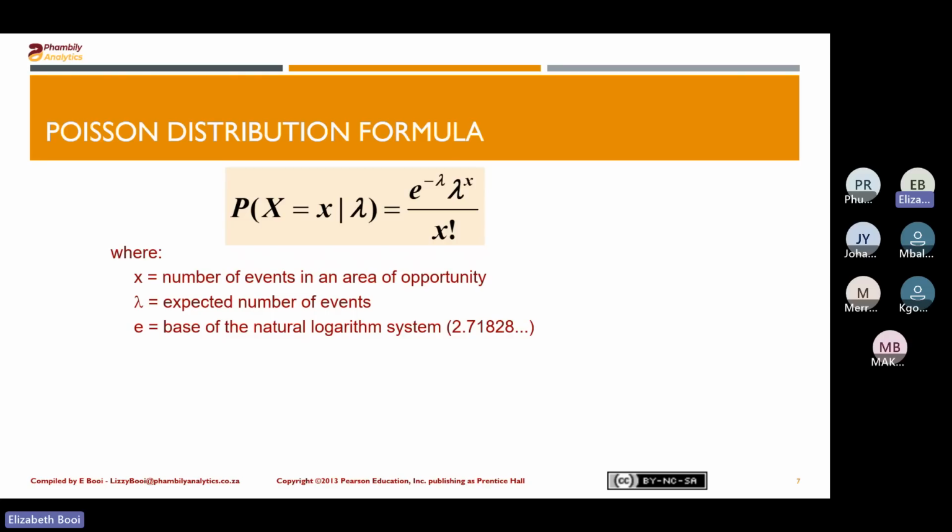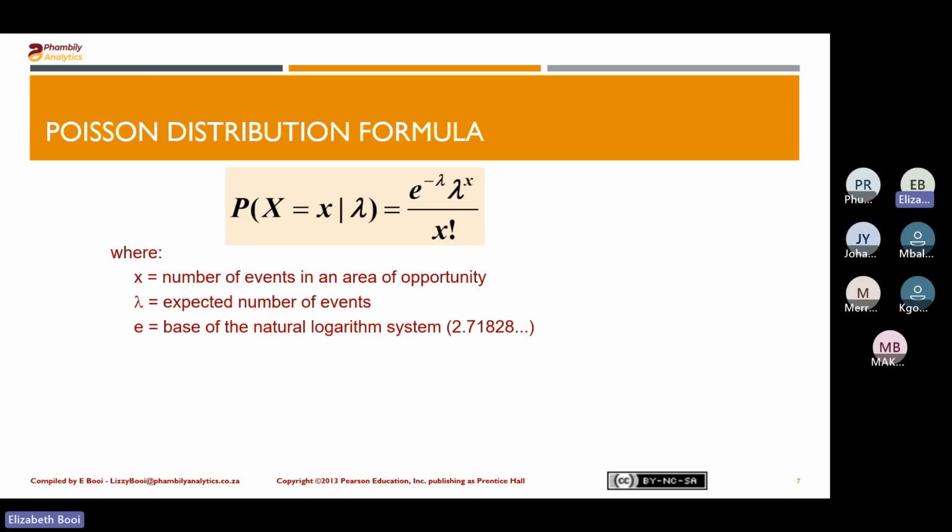Okay, so based on this, we can then go and answer our question. In order for us to calculate the probability of a Poisson distribution, we will need to calculate it using this formula. The probability of an X observation following a Poisson distribution is given by e, the base of the natural logarithm, to the power of minus our number of expected events, which is lambda, times lambda to the power of X, which is your number of events, divided by X factorial.